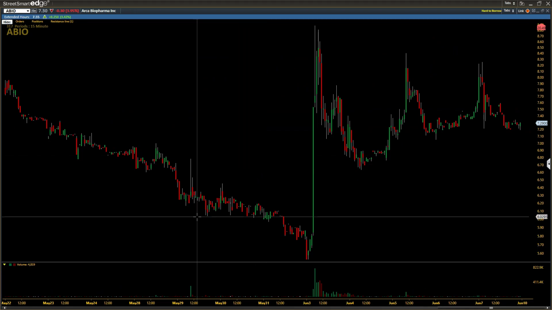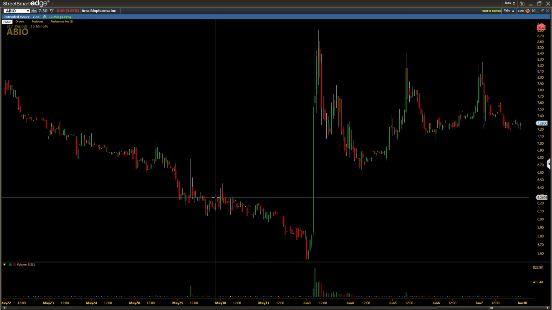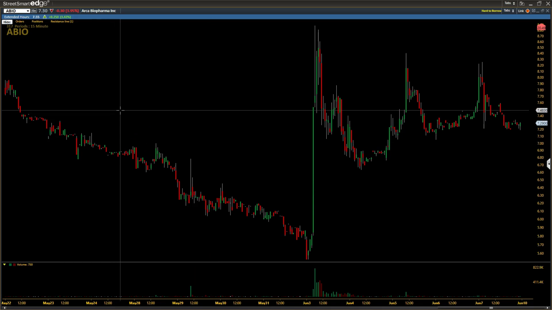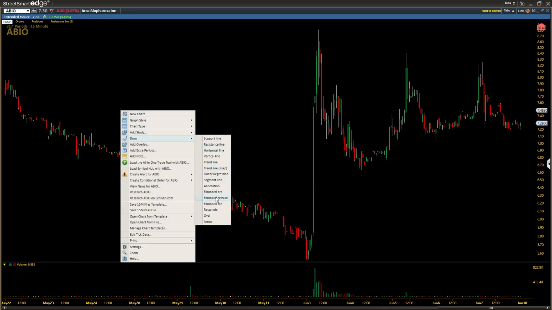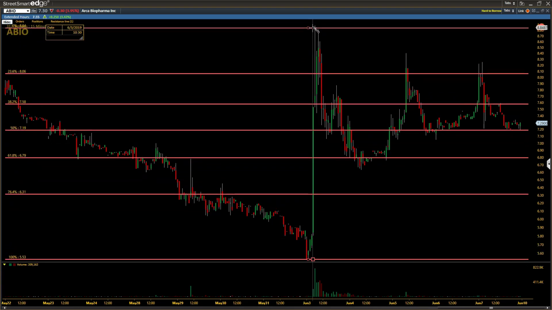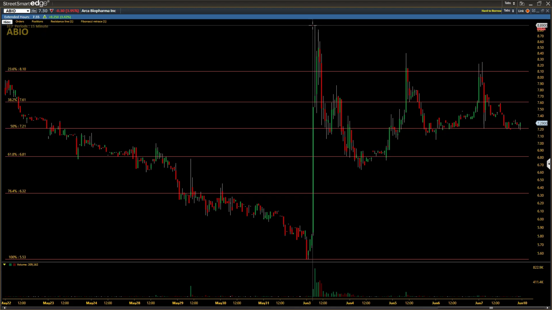We'll take a look at another chart right here. Here we'll be looking at ticker symbol ABIO. We'll go ahead and plot out the Fibonacci retracements from the swing low all the way to the swing high. Swing low of $5.50 all the way up to the high up here of $8.90. We have our Fibonacci levels over here.